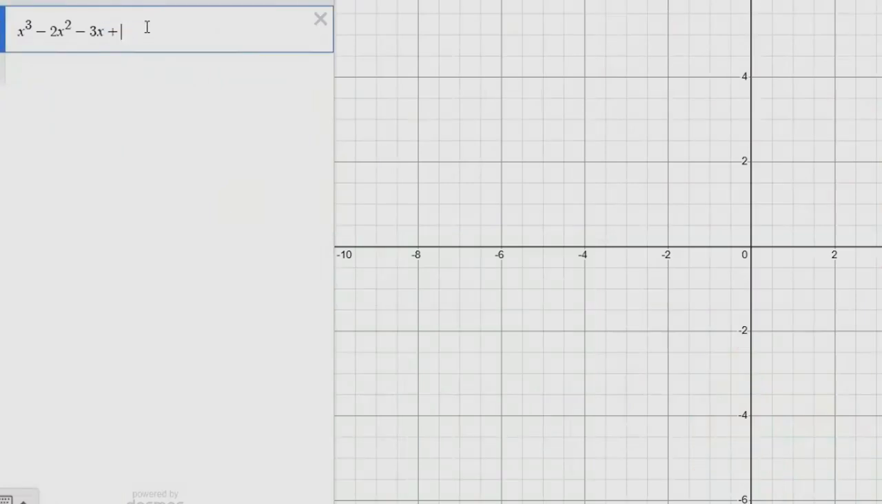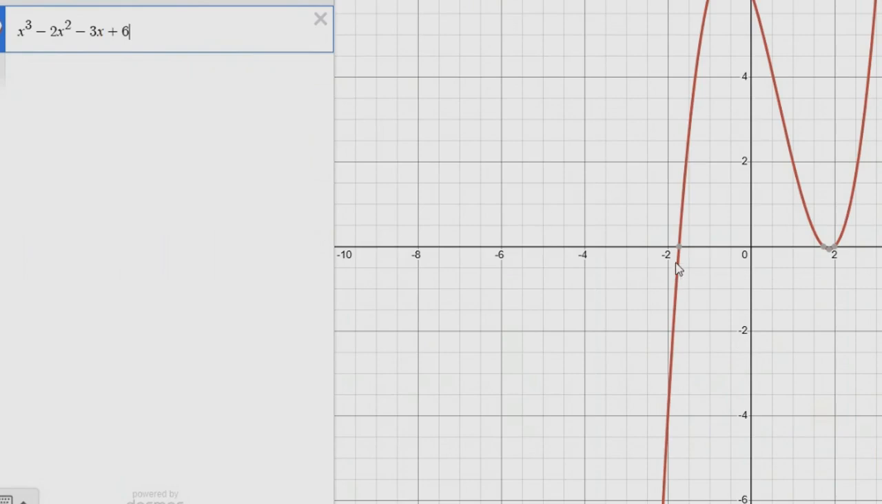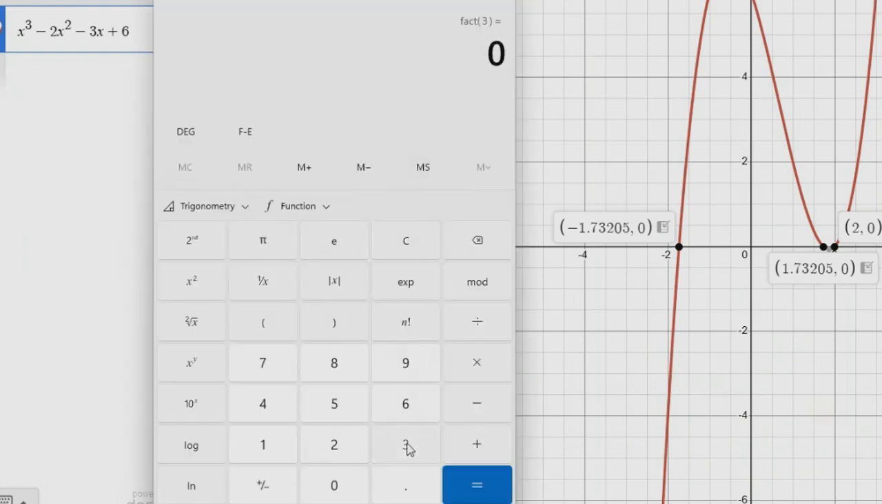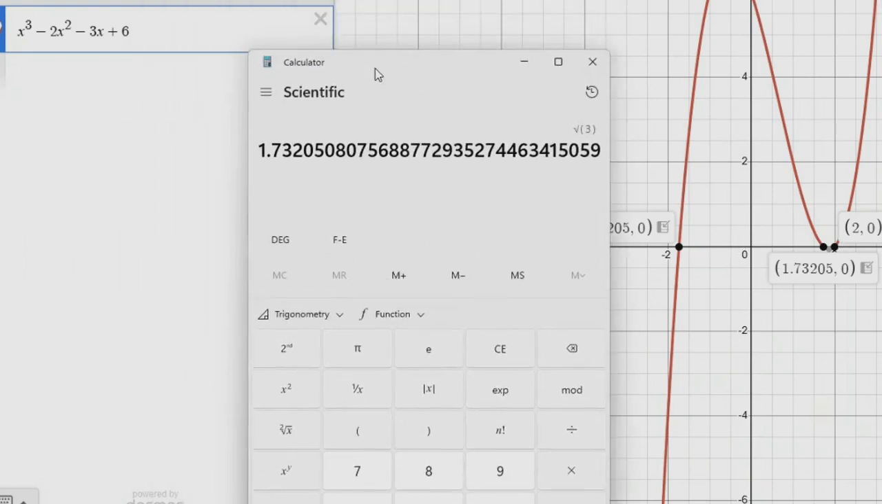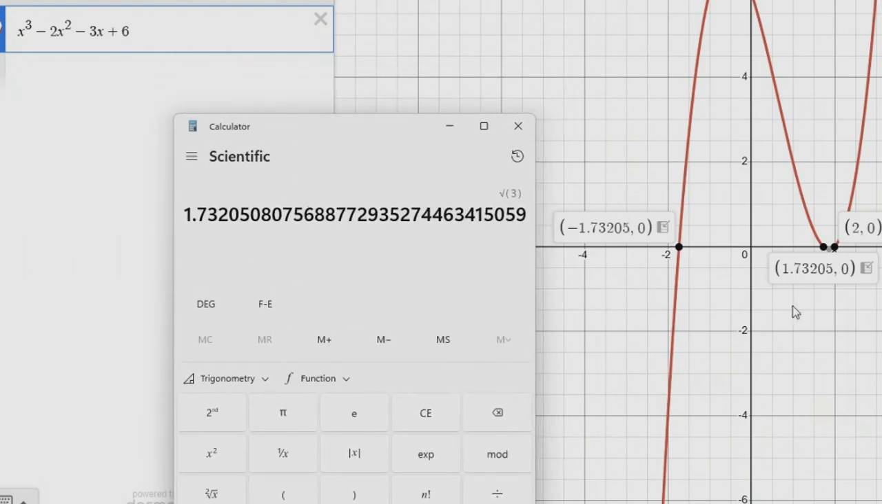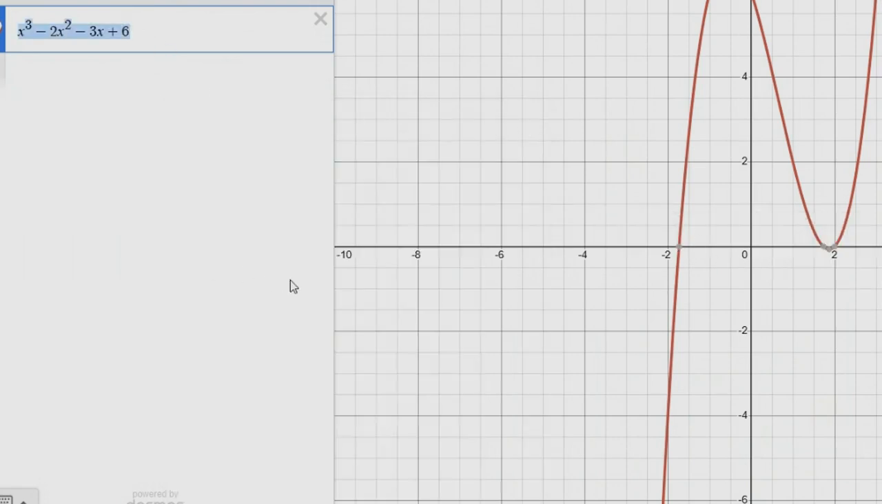If I change this to plus 6, now what are the roots? So is that the square root of 3? Let's put that in our calculator just to verify that. Look, 1.73. That is the positive square root of 3, and that is the negative square root of 3. Negative square root of 3, positive square root of 3, and 2. Those are the zeros for this equation. So that is correct.